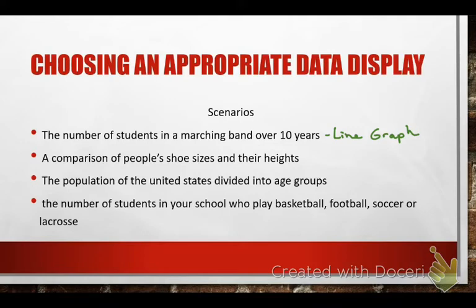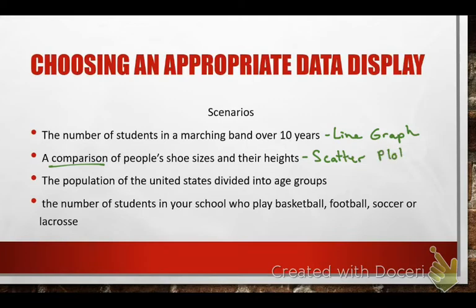Okay, you guys got your answers written down? All right, anybody want to? It is a scatter plot. What is the key word that gave away scatter plot? Comparison. It's a comparison between two types of data: people's shoe size and their heights. Okay? Scatter plot. It's the last one that we just went over.